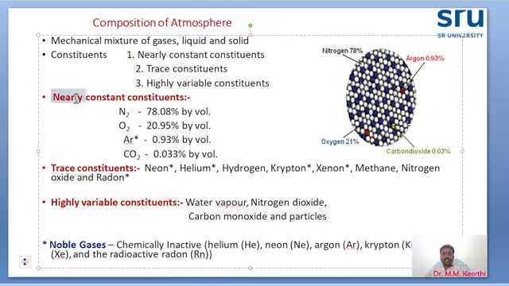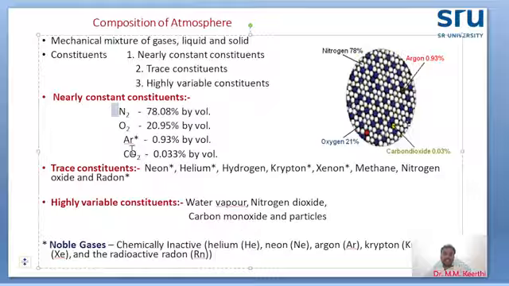First, we are going to discuss nearly constant constituents. These are constant, permanent factors over the entire globe. Nitrogen gas is 78.08 percent by volume. Oxygen is 20.95 percent by volume. Next, argon is 0.93 percent by volume, and carbon dioxide is 0.033 percent by volume. These are all the nearly constant gases.